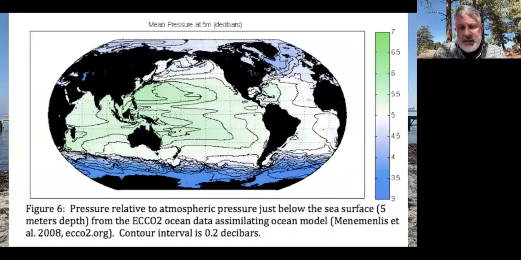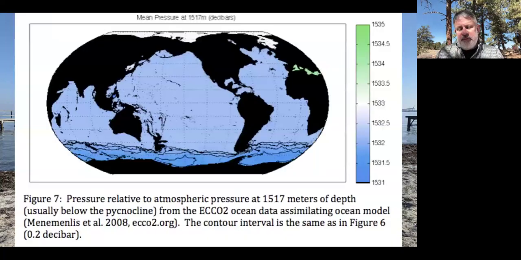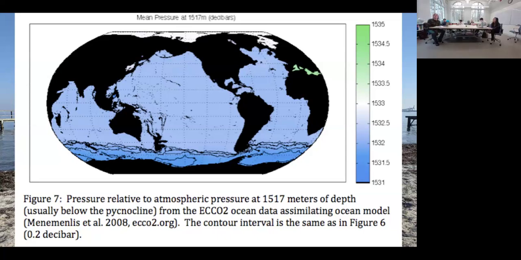Because of baroclinicity, we can go from an active flow field at 5 meters depth to a very quiescent flow field at 1,500 meters depth. Would you mind explaining one more time how that's a result of baroclinicity?